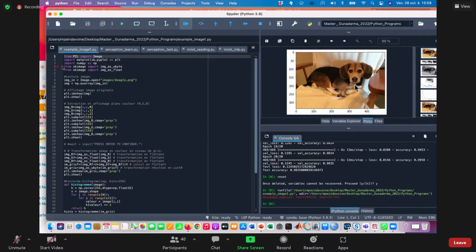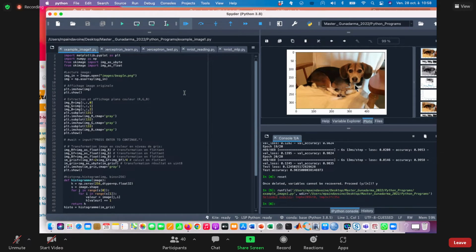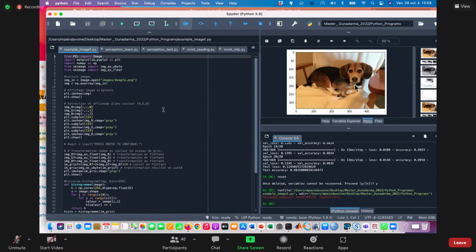And here, a specific tool library is scikit-image, which is this one, which is very useful also. Here, I don't use OpenCV as I explained before. In fact, it's like OpenCV. Okay, so in this example, just to remind you, I am reading the image. The name is Beagle PNG. And here, I transform this image into a matrix.